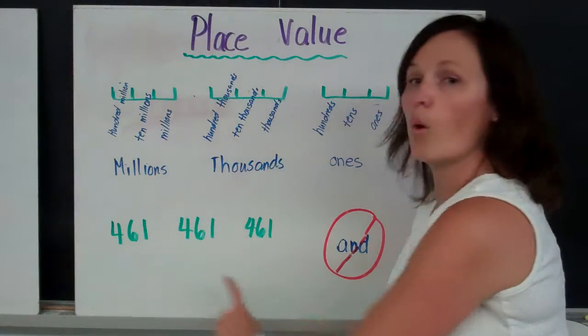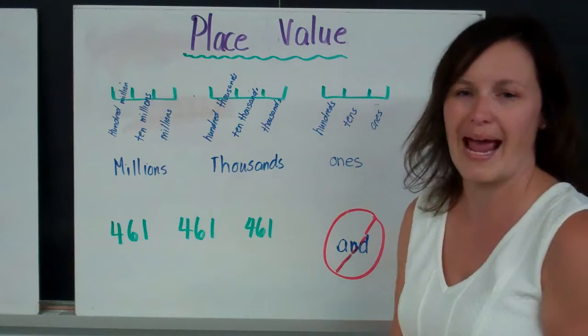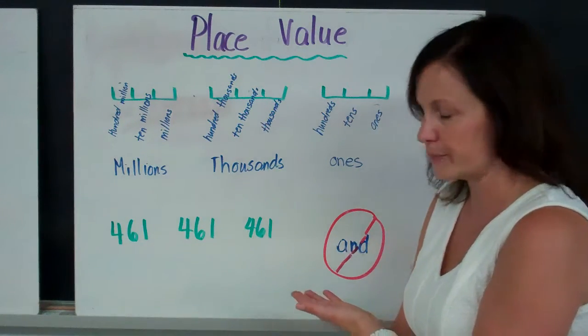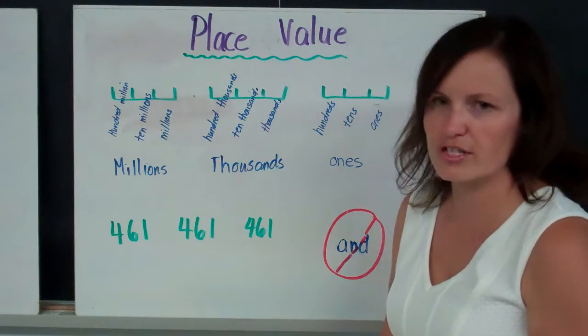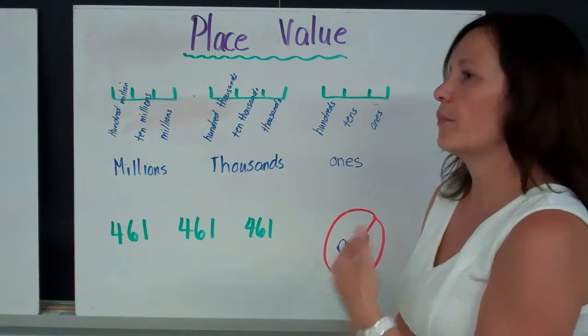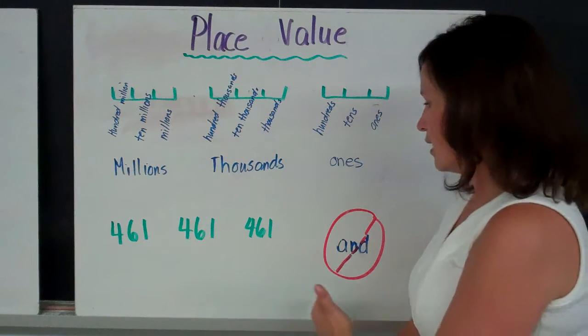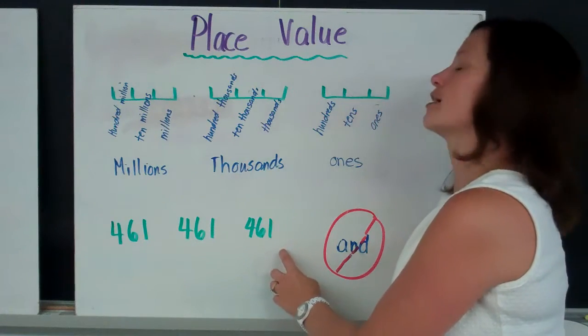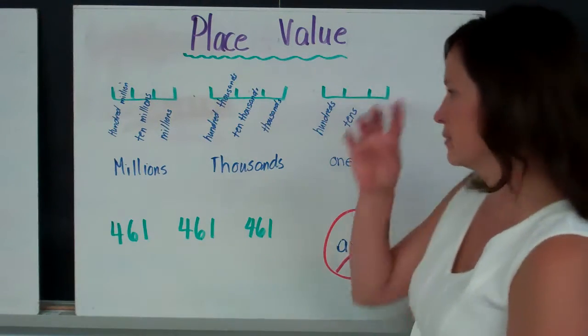Do you notice I didn't say the word and? When we are reading a whole number, we do not use the word and. And represents a decimal point, and there isn't a decimal point in a whole number. In casual conversation, we hear people say 461 all the time, but it's incorrect mathematically. So we'll try really hard to not say and unless we are specifically referring to a decimal point.